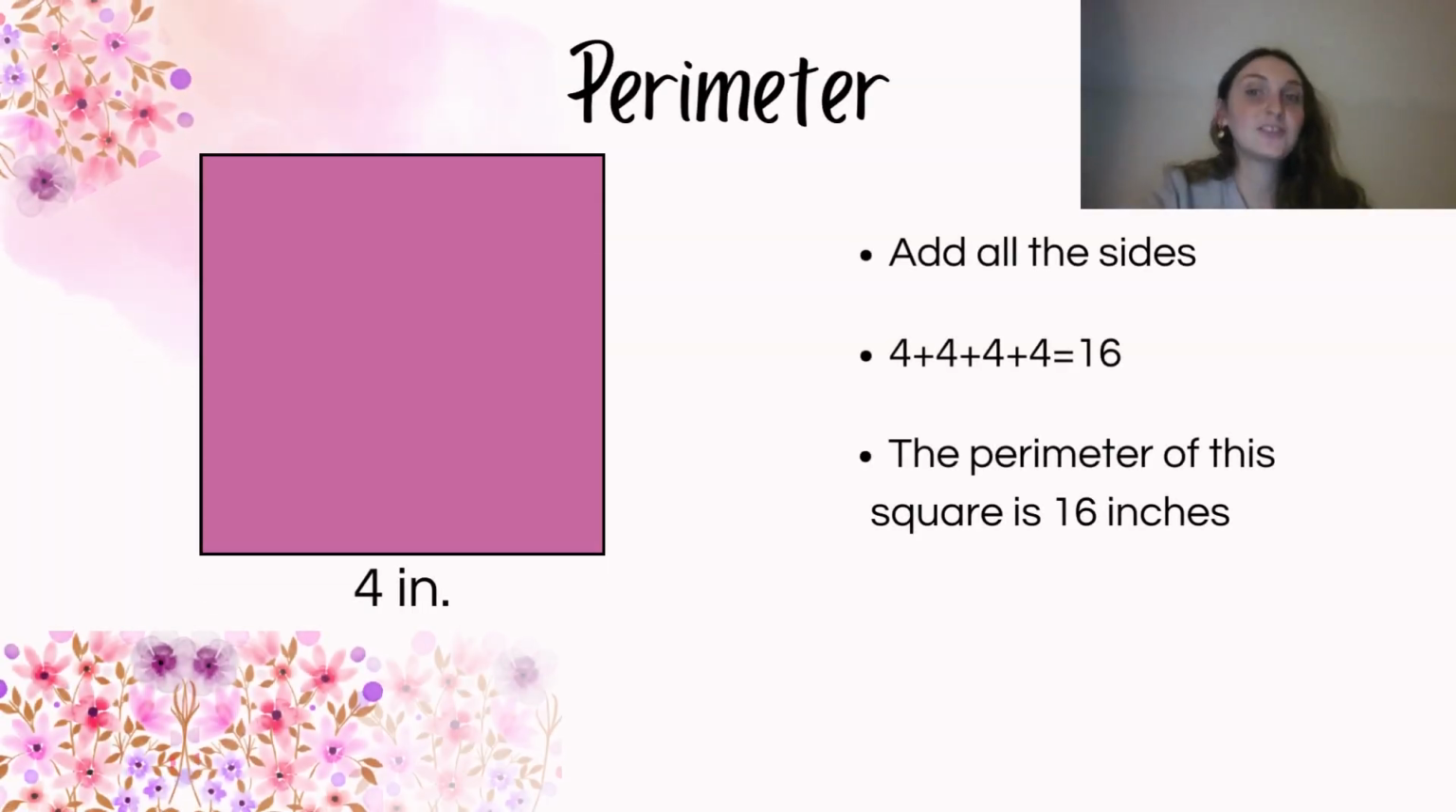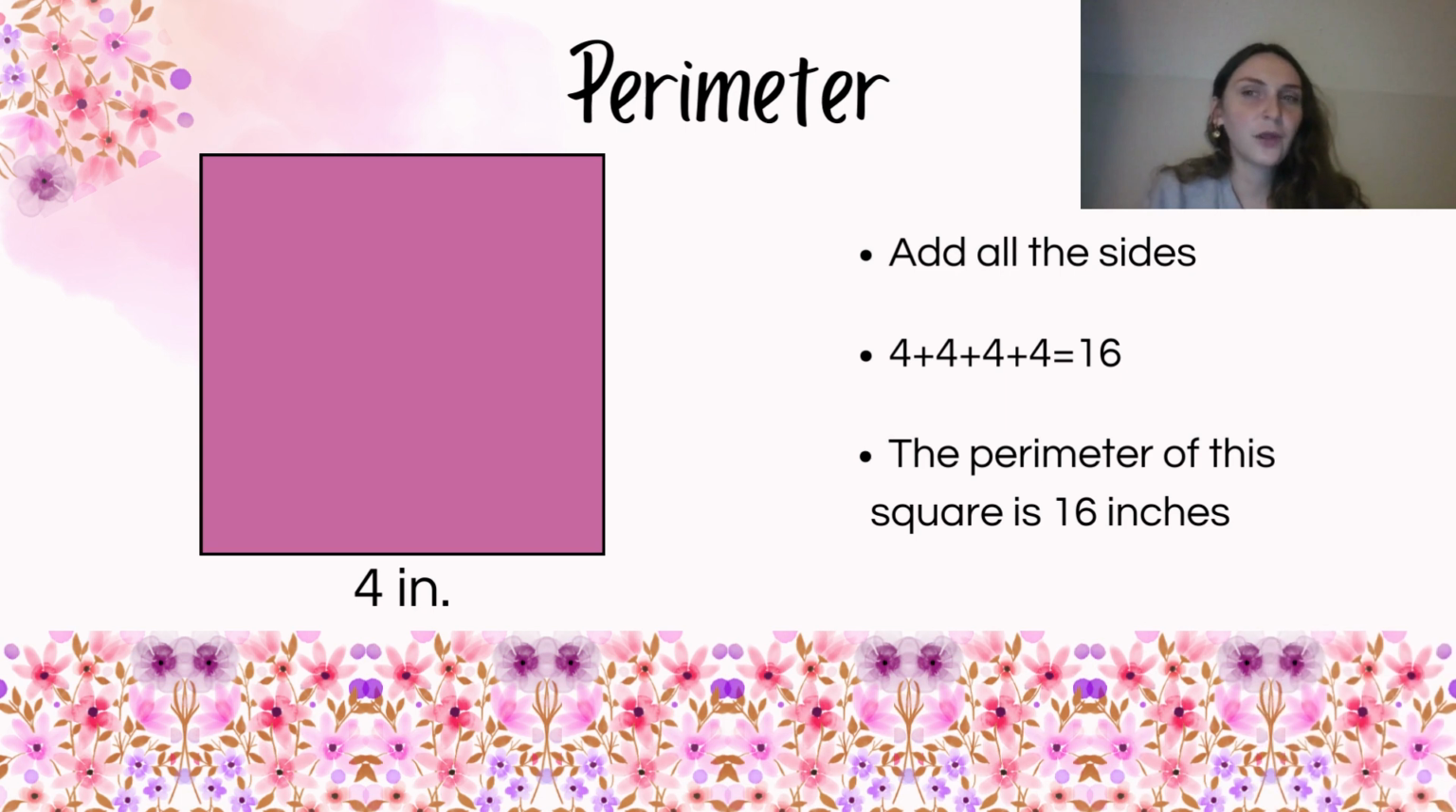Now, let's try again with a square. In our example, there is only one side that is measured. However, once again, we know that a square is a parallelogram and that all sides are equal. If one side is measuring 4 inches, then all of the other sides will be 4 inches as well. Just as with the rectangle, when finding the perimeter of the square, we are going to add all of the sides together. We have 4 plus 4 plus 4 plus 4, which equals 16. The square has a perimeter of 16 inches.